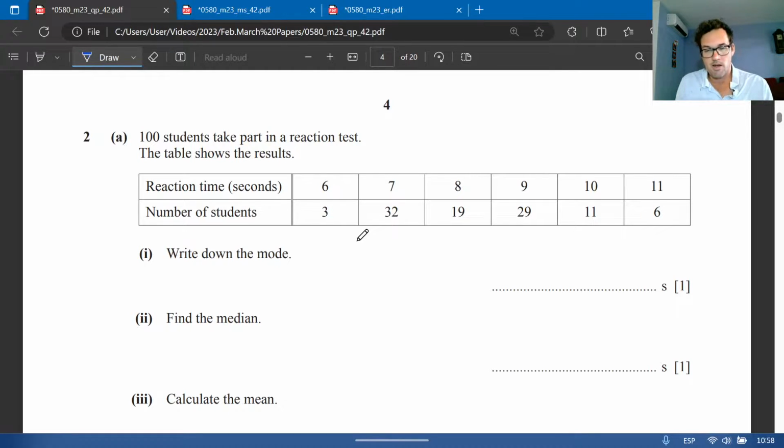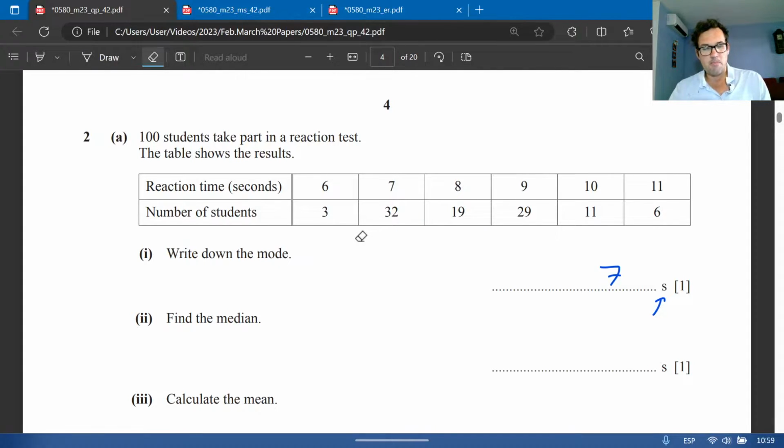Number of students. There were 32, that's the highest number of students, that had a reaction time of 7. So the reaction time that occurred the most was 7 seconds. See, we need to get the answer from the seconds row because there's an S there. But we use the 32 to find the answer because that's what most students got.